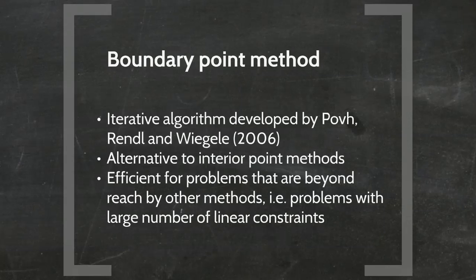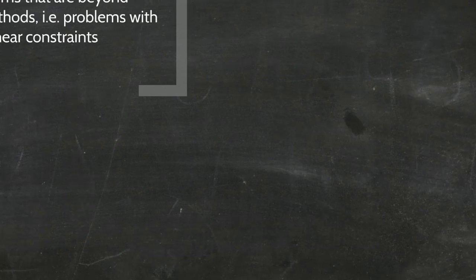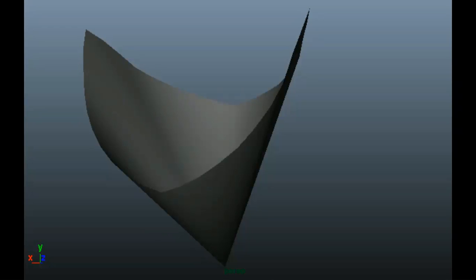Let's have a look at how the algorithm works. The set of all symmetric matrices of a particular dimension is called a semi-definite cone. We can think of the linear constraints as a hyperplane intersecting the cone. This will produce a feasible region, that is, a set of points that satisfy the problem's constraints. The solution of a convex problem with linear constraints always occurs on the boundary of the feasible region.